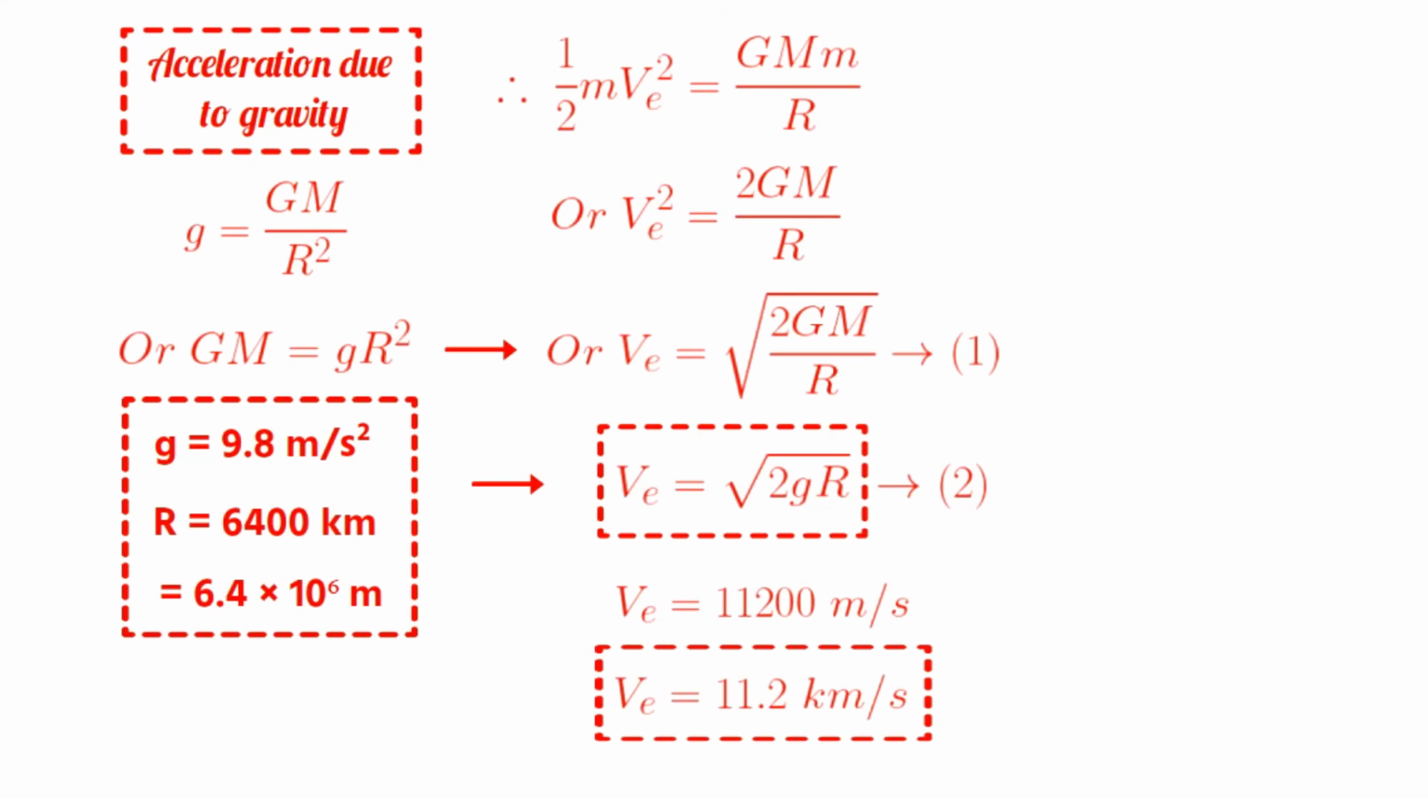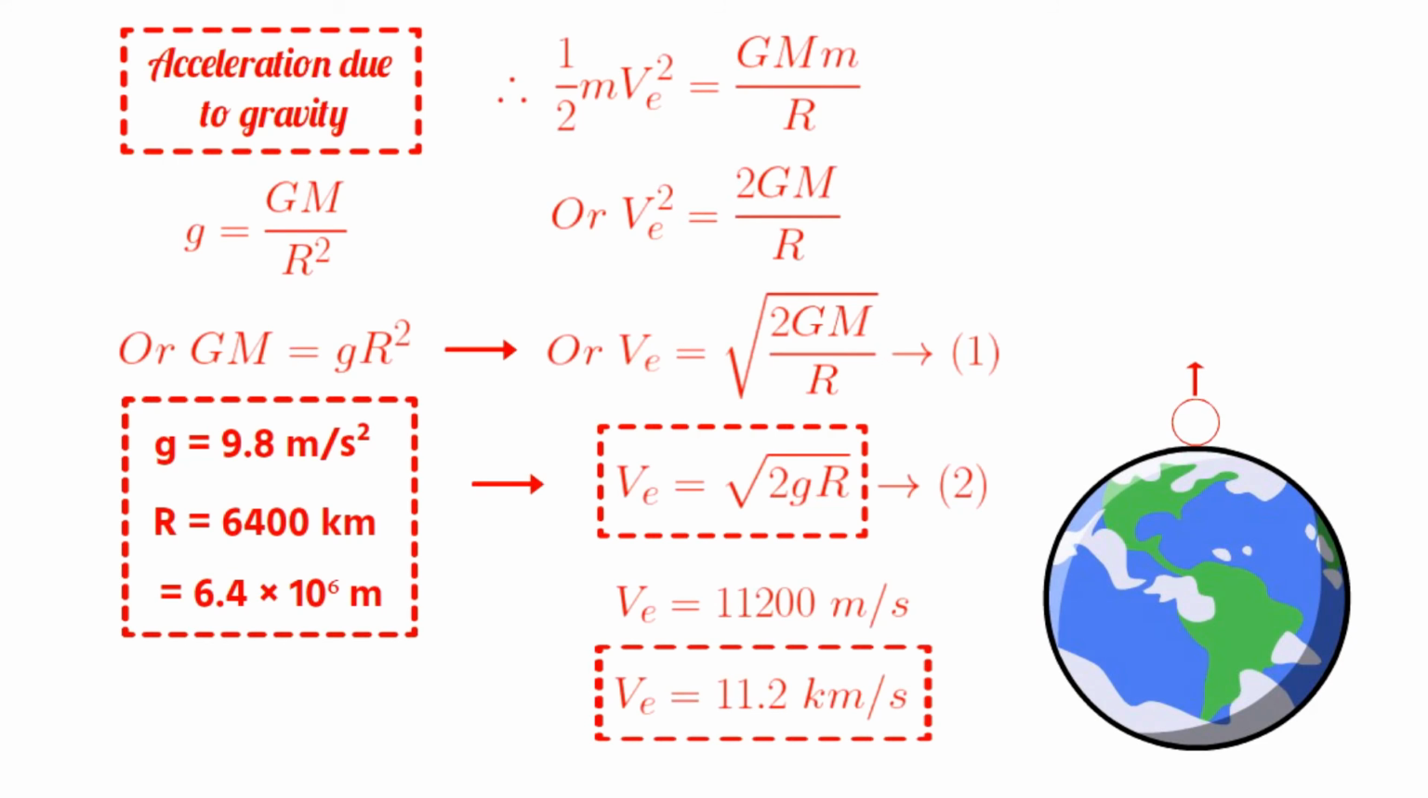This means if an object of any mass is thrown upwards from the Earth's surface with a speed of 11.2 km per second, the object goes out of the Earth's gravitational field, that is, it does not return to the Earth.